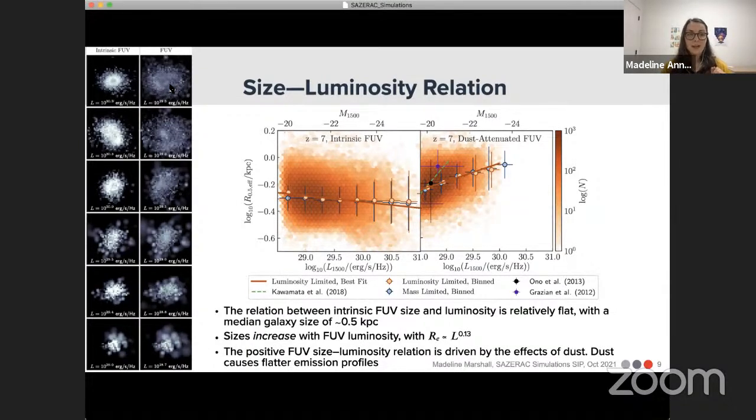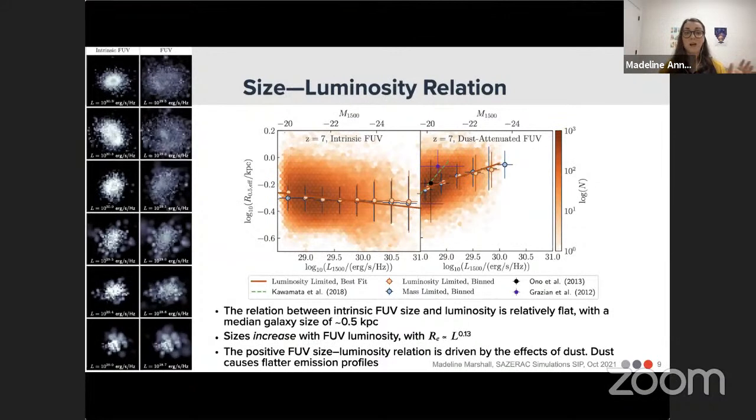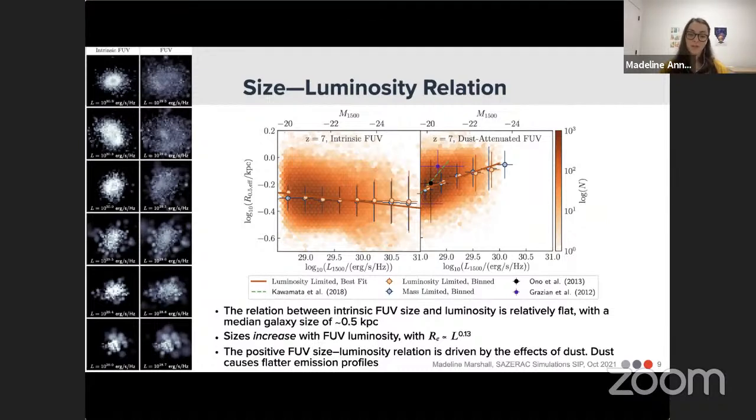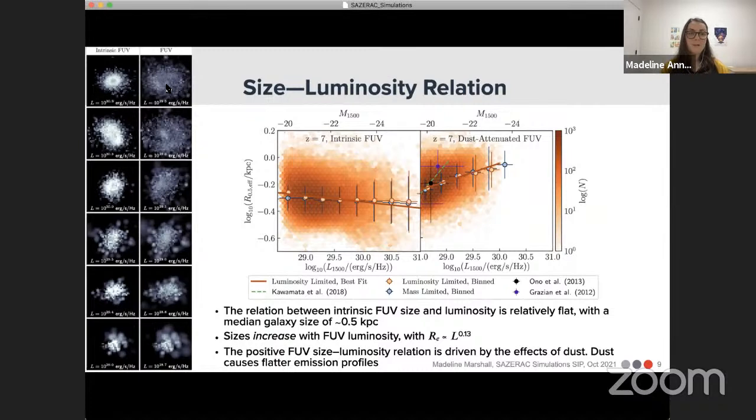So you're missing that bright emission in the center here and seeing that more extended and therefore measuring larger galaxy sizes. So this is more obvious for these more massive galaxies here. The least massive galaxies don't really show much of a difference. And hence, that's what's causing this positive relation. So more massive galaxies, and brighter galaxies, have their sizes boosted, and lower mass galaxies do not.